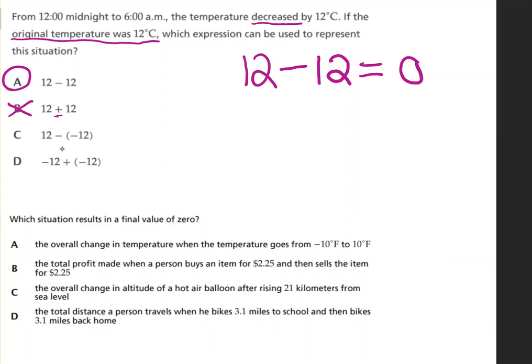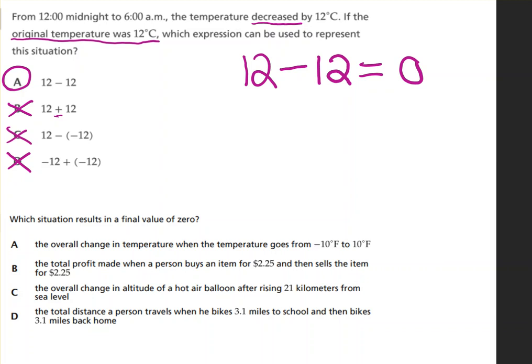Choice C, it does have subtraction here, but it's subtracting by negative 12. So that cannot be our choice either. And choice D. Choice D is showing us that our original temperature was negative 12 degrees. However, right back to our problem, the original temperature was a positive 12 degrees Celsius. So that cannot be the correct choice either.